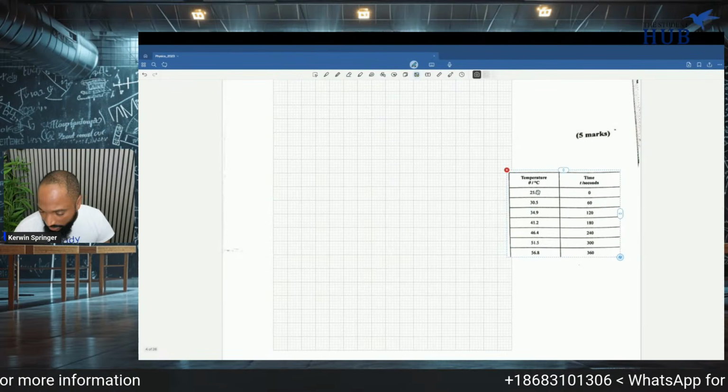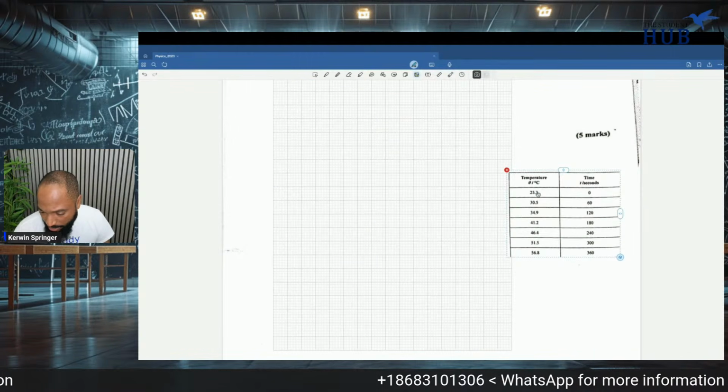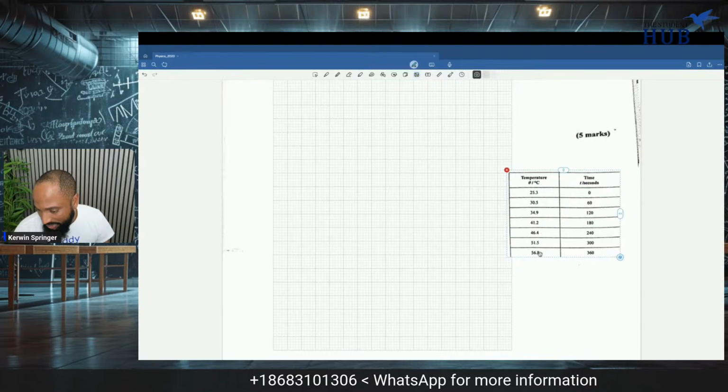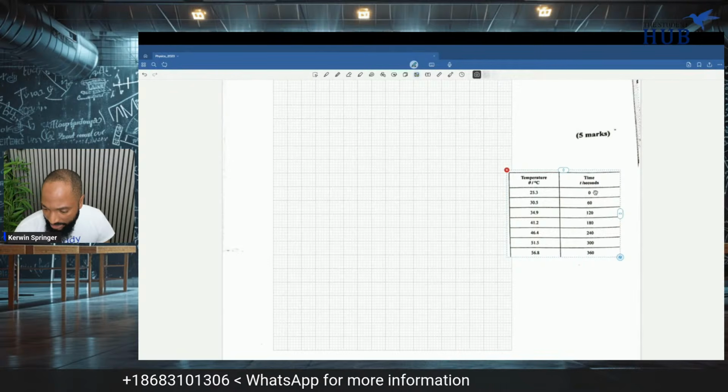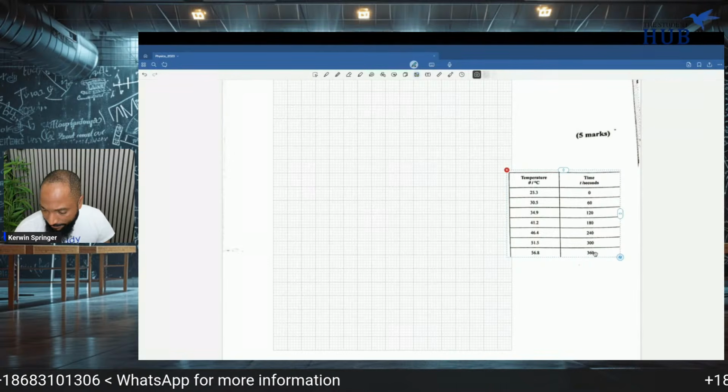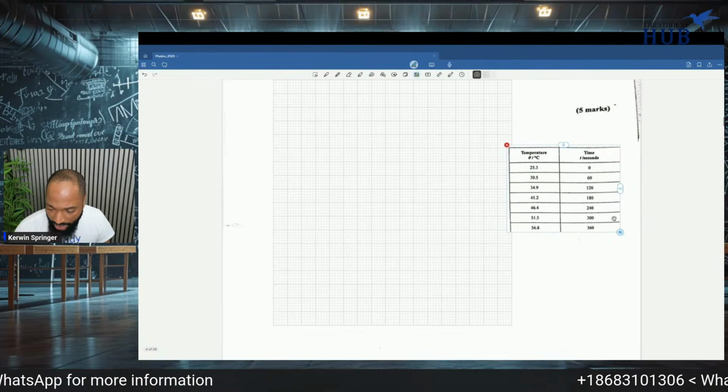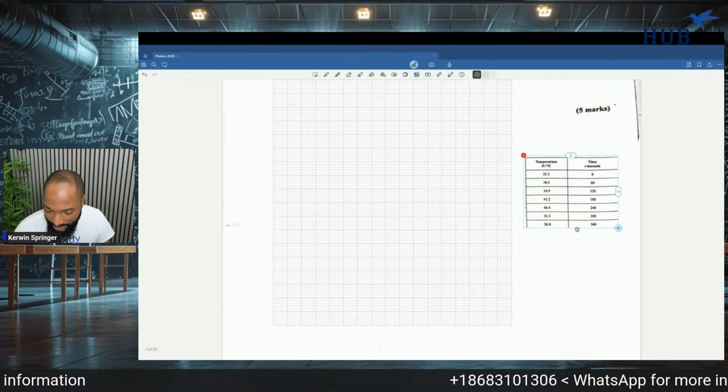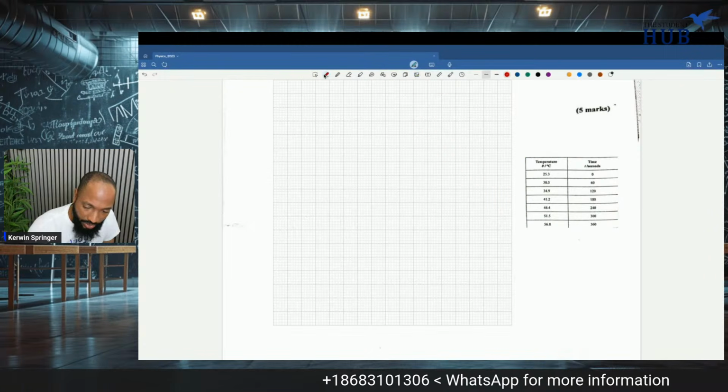And first thing you do is eyeball the graph. So temperature from 25 to 56. Then time from 0 to 360, and time is on the x. So then I go and eyeball my scale and see if this could work.